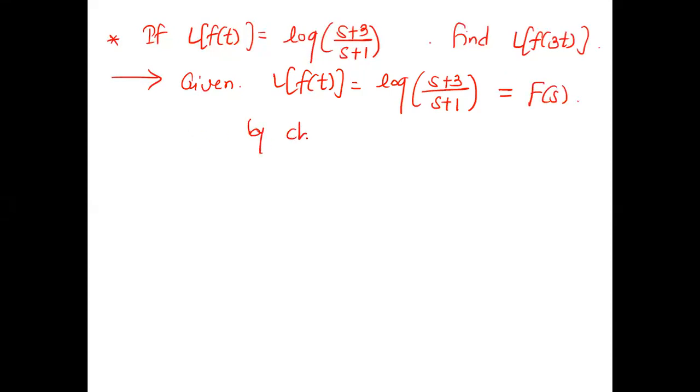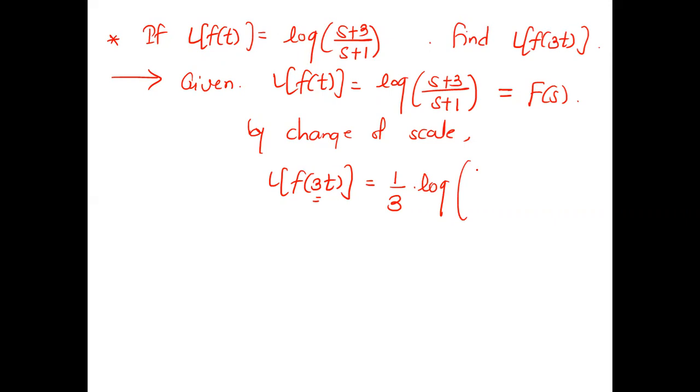Then by change of scale property, we want f of 3t, so I'll write Laplace of f of 3t. a is here 3, right? So it will be multiplied by 1 upon a. So a is 3, 1 upon 3. And in this, s is replaced by s by 3, right? So log of wherever is s, it is s by 3 plus 3 as it is, upon here it is s by 3 plus 1 as it is.